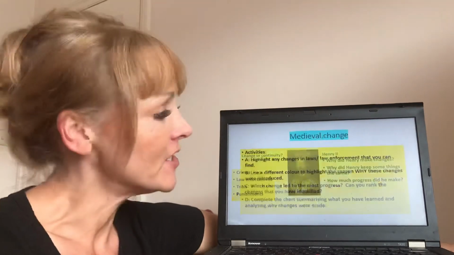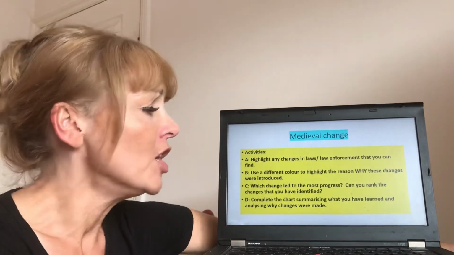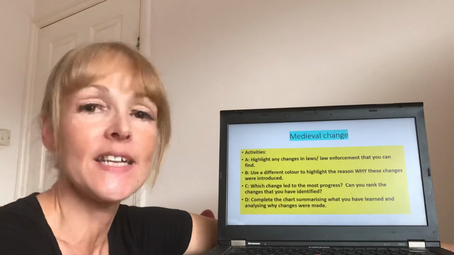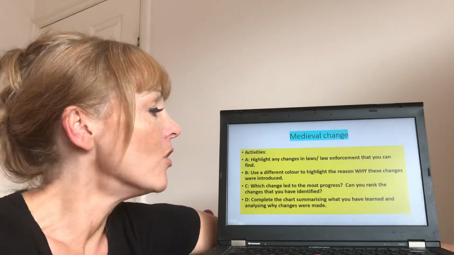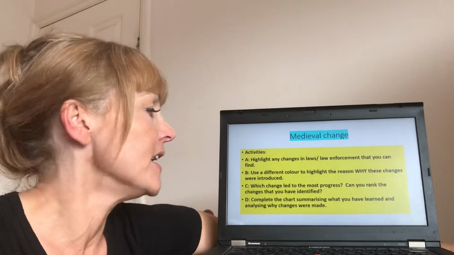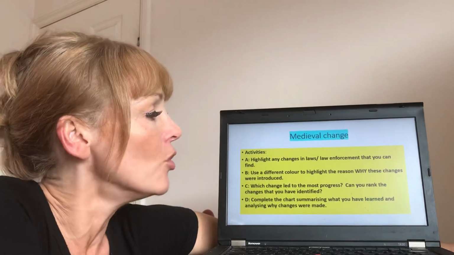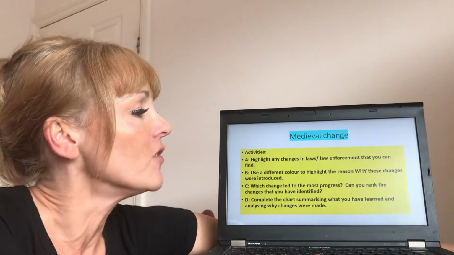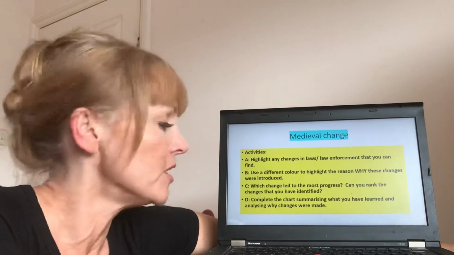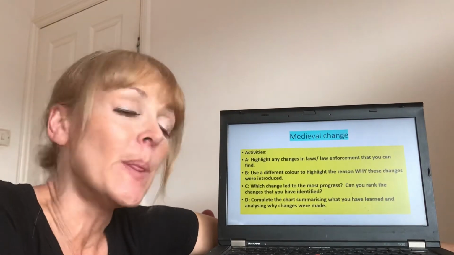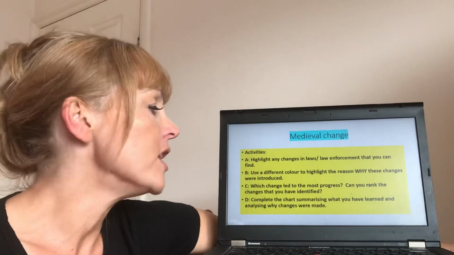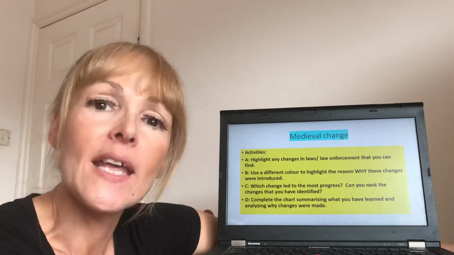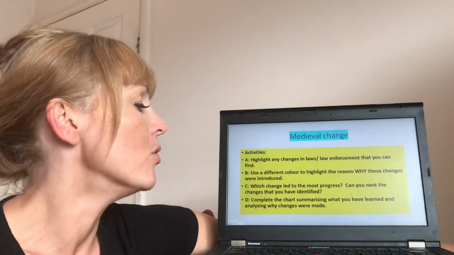So, the tasks you're going to do this week. First of all, you have some reading to do. And in your reading, I'd like you to complete activities A, B and C that you can see on here. First of all, I'd like you to highlight any changes that you can find. So that's to do with laws or law enforcement. Now your second colour for B should be used to highlight the reasons why these changes were introduced. Now once you've done that, underneath your reading, I'd like you to decide which change led to the most progress. And I also want you to have a go at ranking the changes in terms of order of importance.